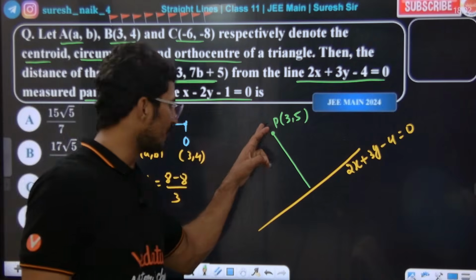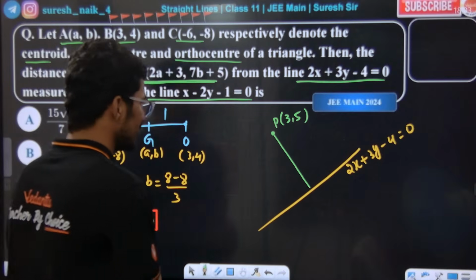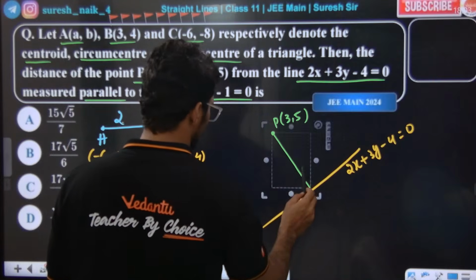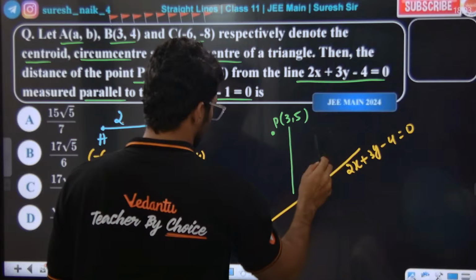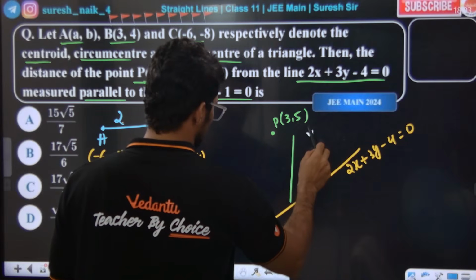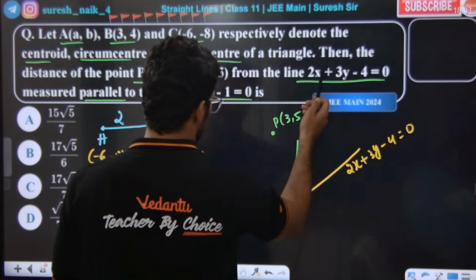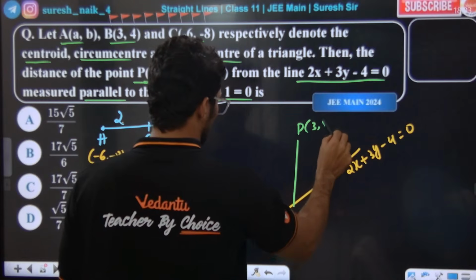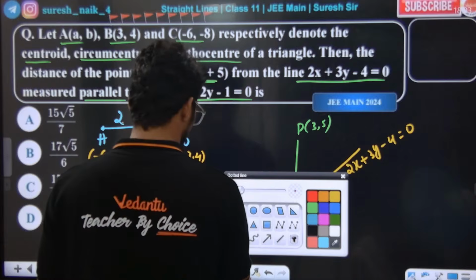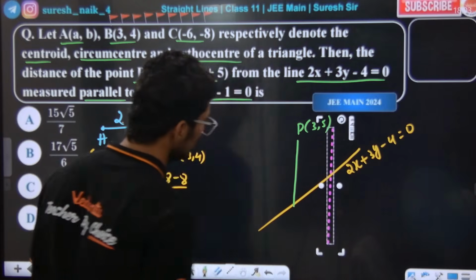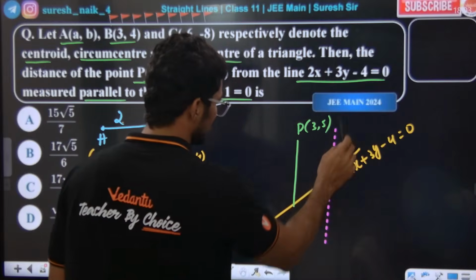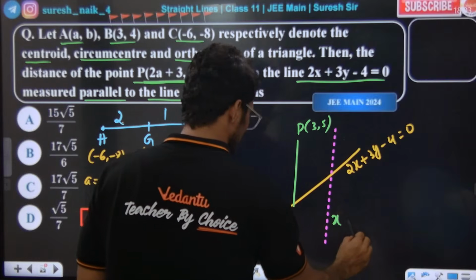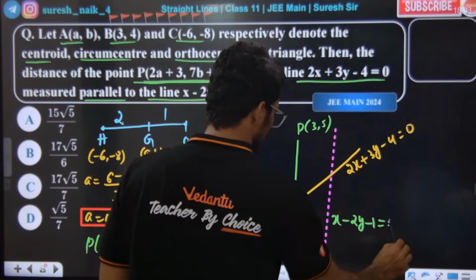The distance of point P from this line is basically measured parallel to this line. Then we need to draw the diagram a little reverse. The distance is measured parallel to this line. So this is the point P. This distance is measured parallel to this line. There is another line, and the equation given is x minus 2y minus 1 is equal to 0.